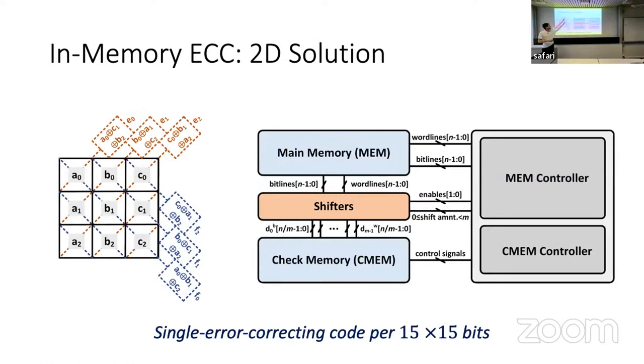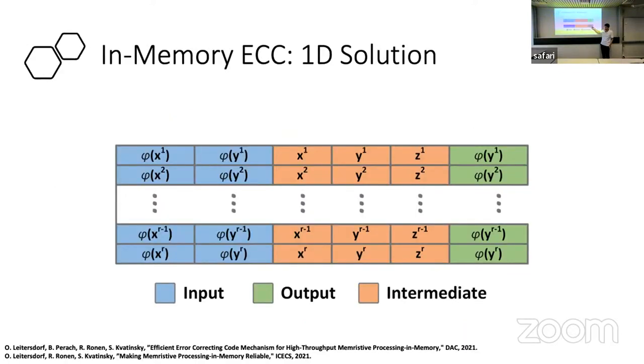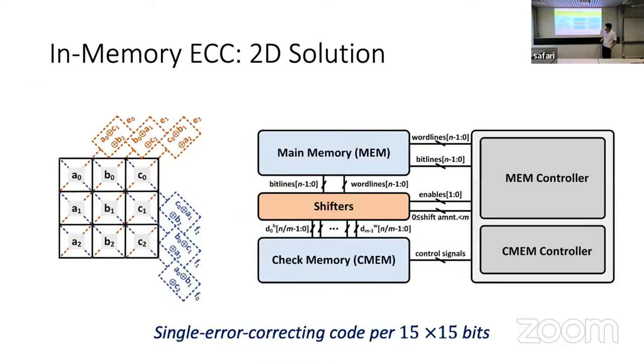Now we're going to move on to a 2D solution. Here, the challenge is that we can't work on one dimension anymore. In the previous case, all we ever wanted to do was take two vectors and add them along one dimension. But now we have to ask, what if someone wants to support an operation on a different dimension? For example, a NOR gate between these two rows into this row. How can we still support that operation with a low overhead?